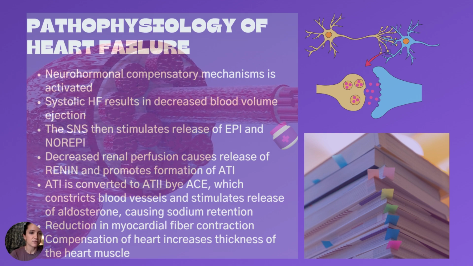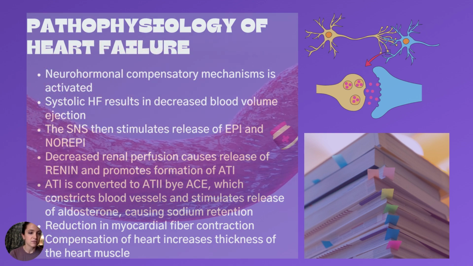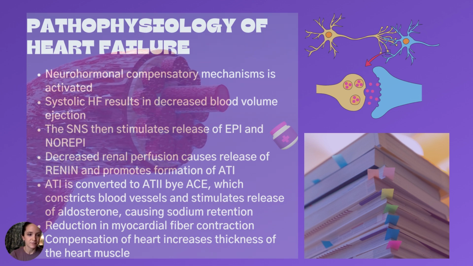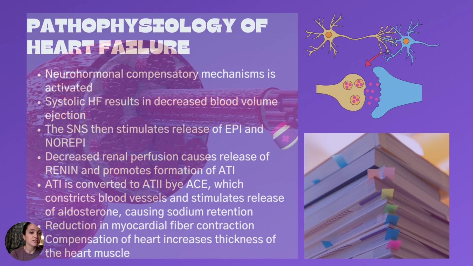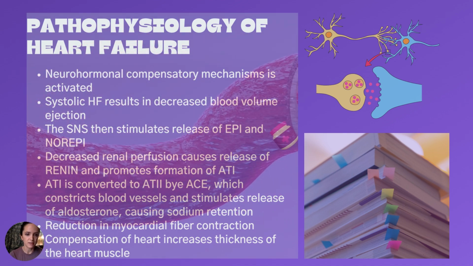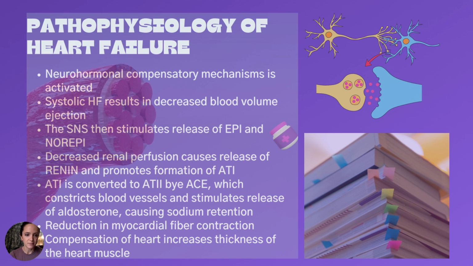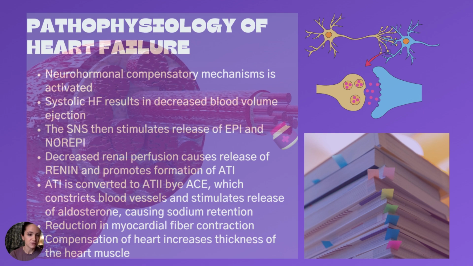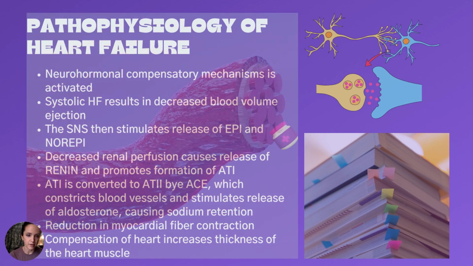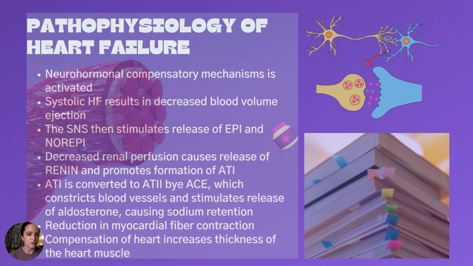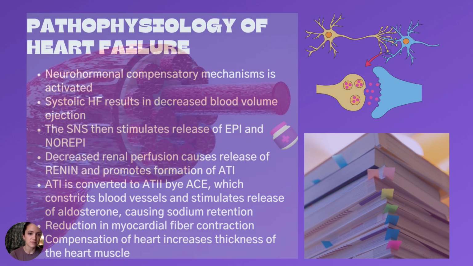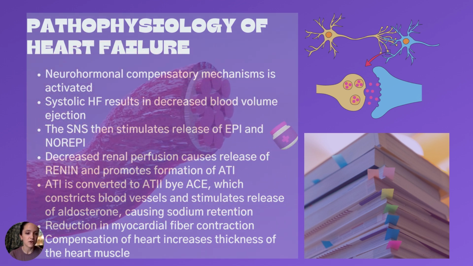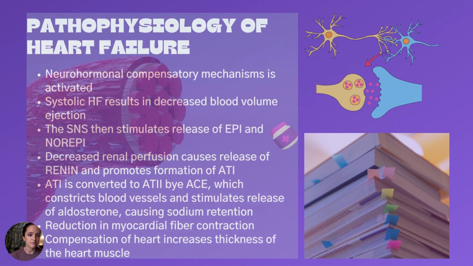This also decreases renal perfusion, which causes a release of renin and promotes the formation of angiotensin 1. Angiotensin 1 is converted to angiotensin 2 by ACE and then stimulates the release of aldosterone, which causes sodium retention, decreased urine output. Also, this will then decrease muscle and myocardial fiber contraction, and that causes heart thickening and thickening of the heart muscle.